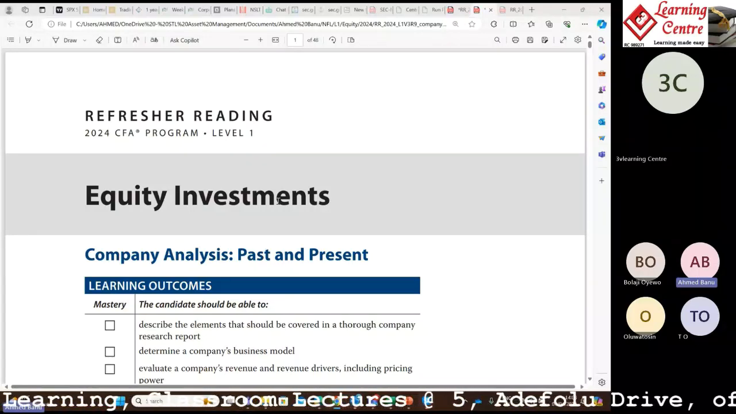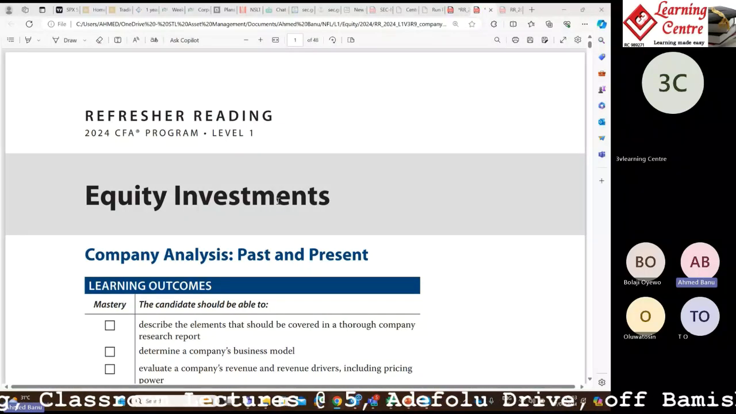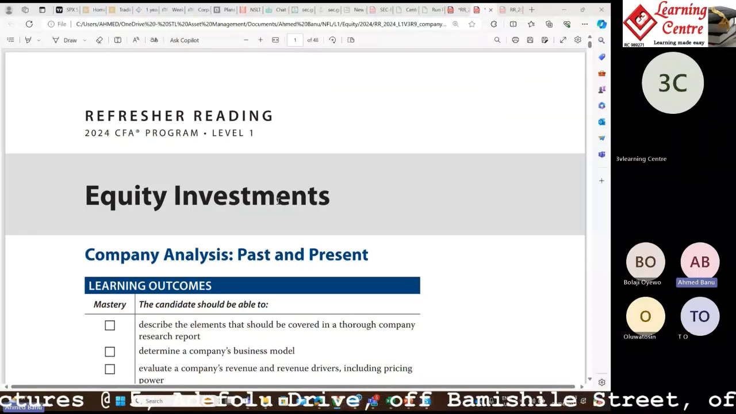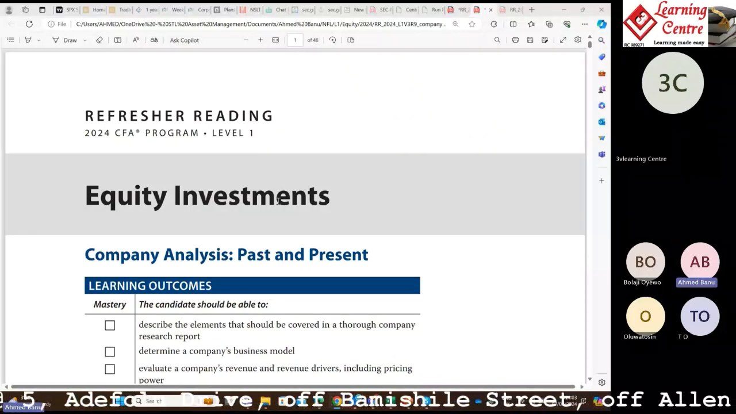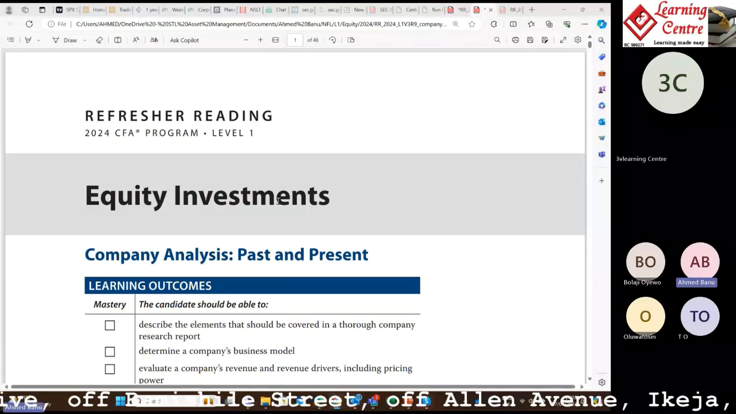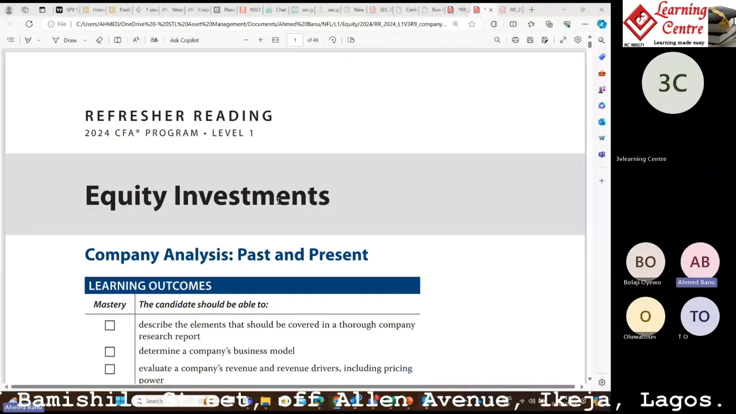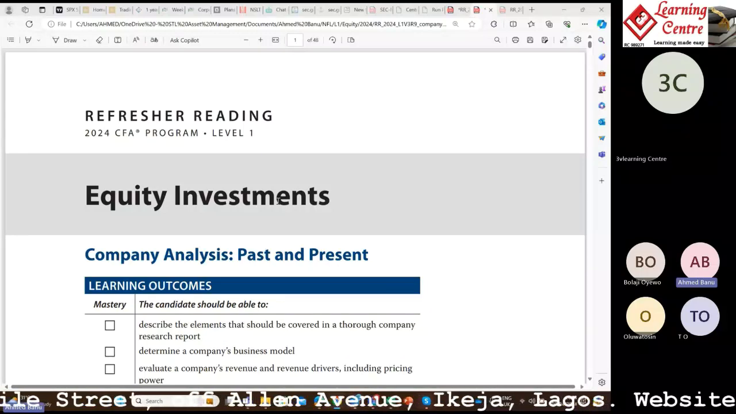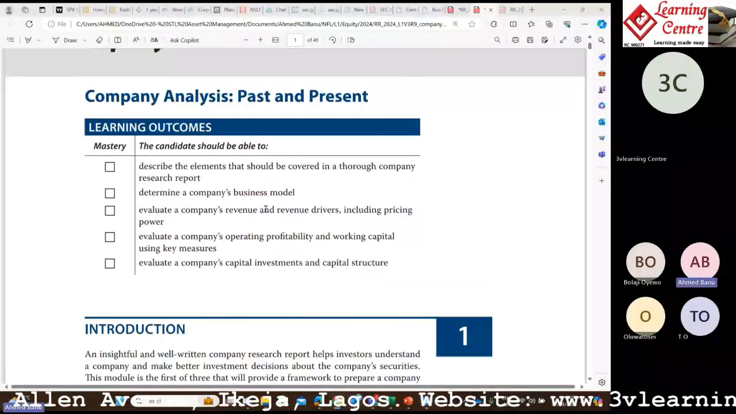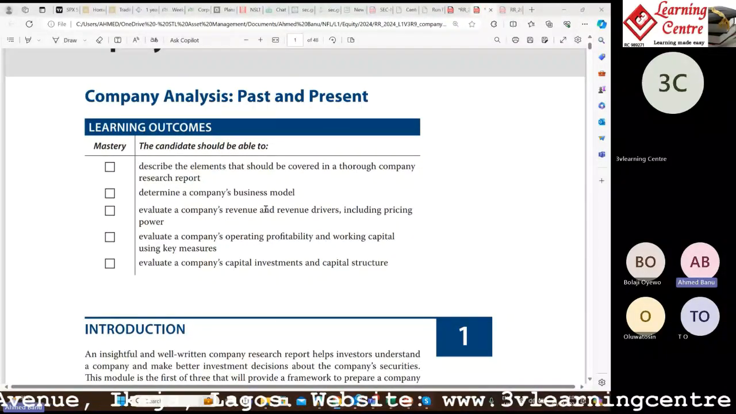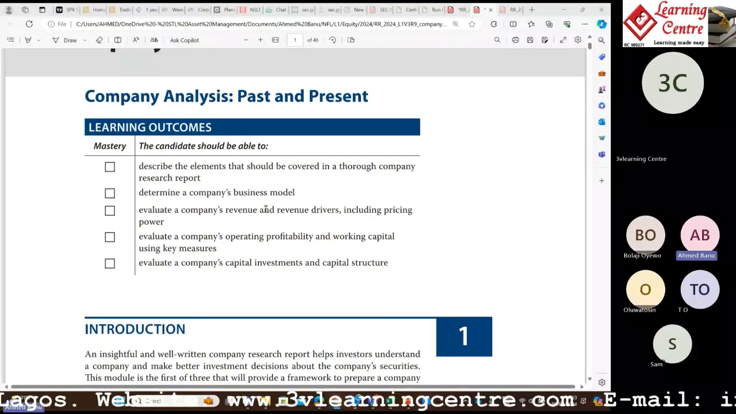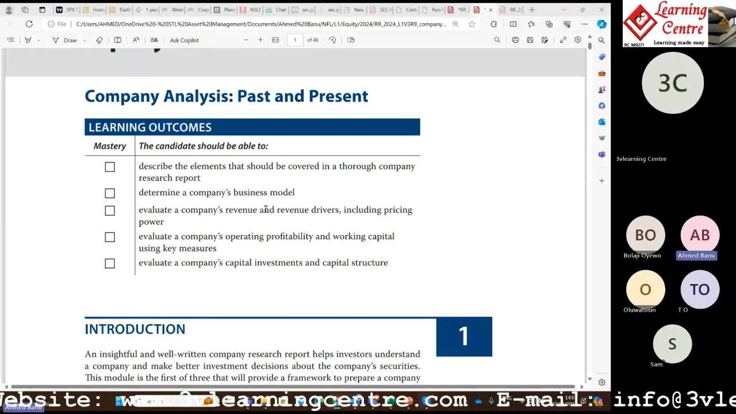Now, the curriculum is saying, okay, let's teach you how to value a company. And how do you value a company? So what we're getting here now is the flow. First things first, in order for us to value a company, we need to carry out what we call company analysis, to look at the past and present, and understand the past performance and the present performance of the company. Interestingly, everything that you're going to see here are things that you probably would have seen in your FRA. So the LOS says describe the elements that should be covered in a thorough company research report.